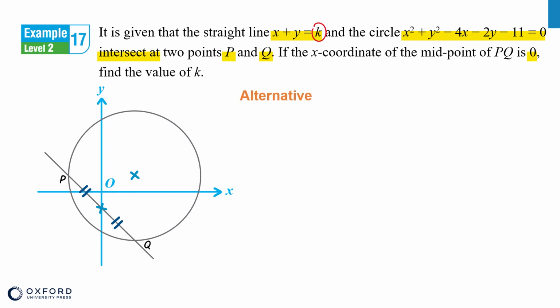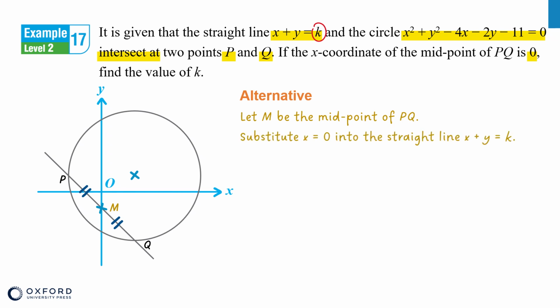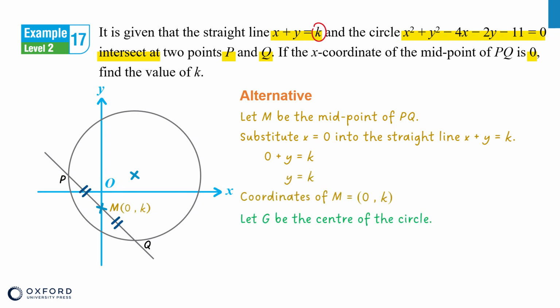Alternatively, we may try to use a property of circles and the relationship between perpendicular lines to find the result. Let's denote the midpoint of PQ as M, whose x-coordinate is 0. Putting x equal to 0 into the equation of the straight line, the y-coordinate of M will be k. Let's call the center of the circle G, and we found its coordinates earlier, which are (2, 1).